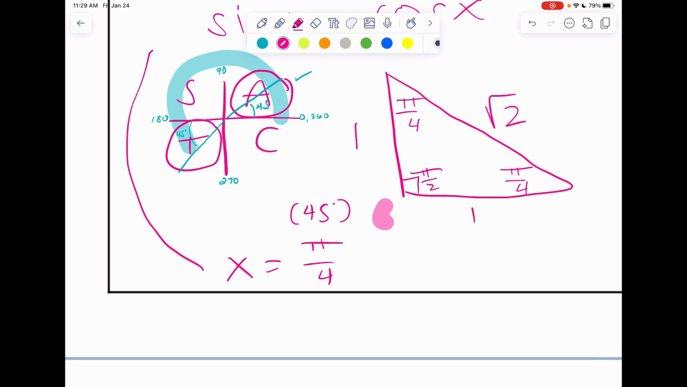So now let's find that equivalent in radians, and that would be 5 pi over 4. So those are our two critical numbers, pi over 4 and 5 pi over 4. I'm just going to make a little note that those are our critical numbers.